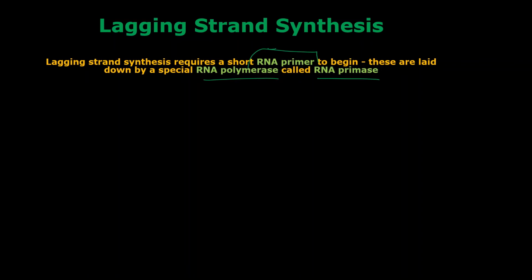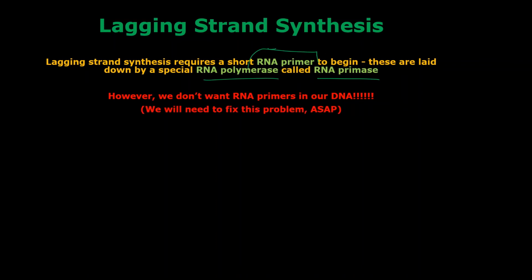So this looks to be a mistake. This is just the way that the system works. It's a little weird, but it seems to be a mistake. And it is, kind of. We don't want RNA primers in our DNA. We want DNA to be copied to DNA. So we're going to have to fix this problem, this lagging strand problem. We're going to have to fix it as soon as we can.